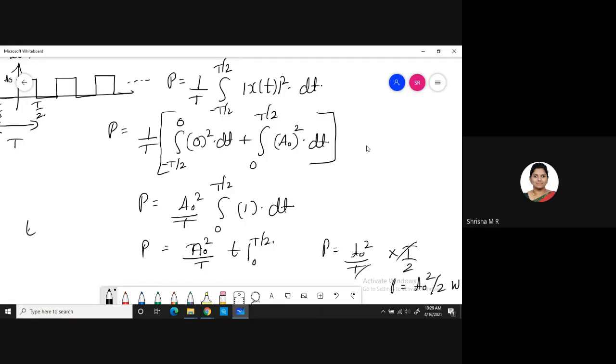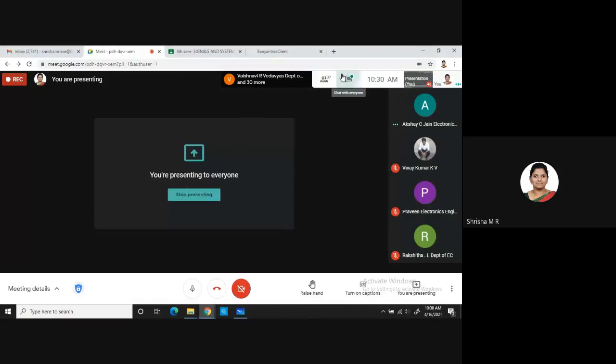So what is the energy of this periodic waveform? Infinity, ma'am. Okay, energy is infinity, power is finite. Clear, everyone? Is it clear? Any doubts? Yes, ma'am.